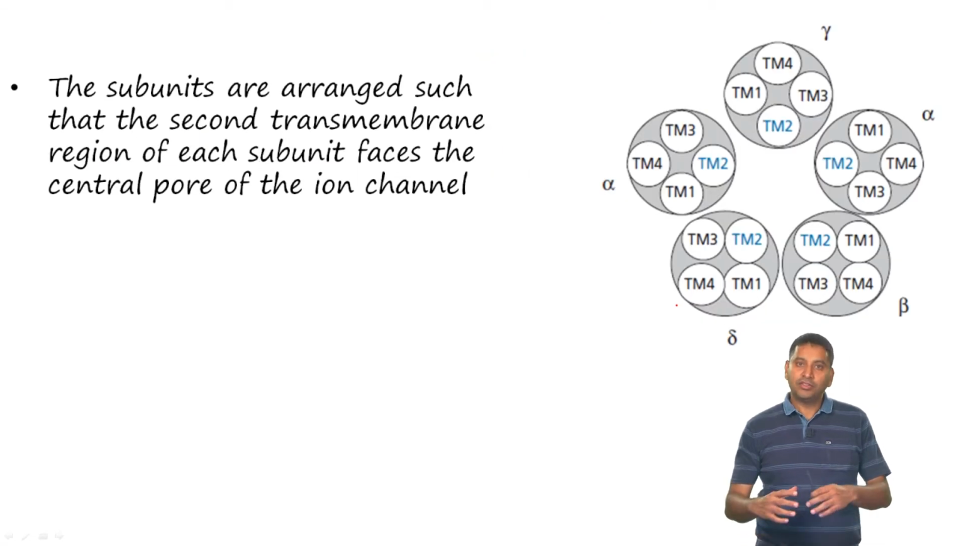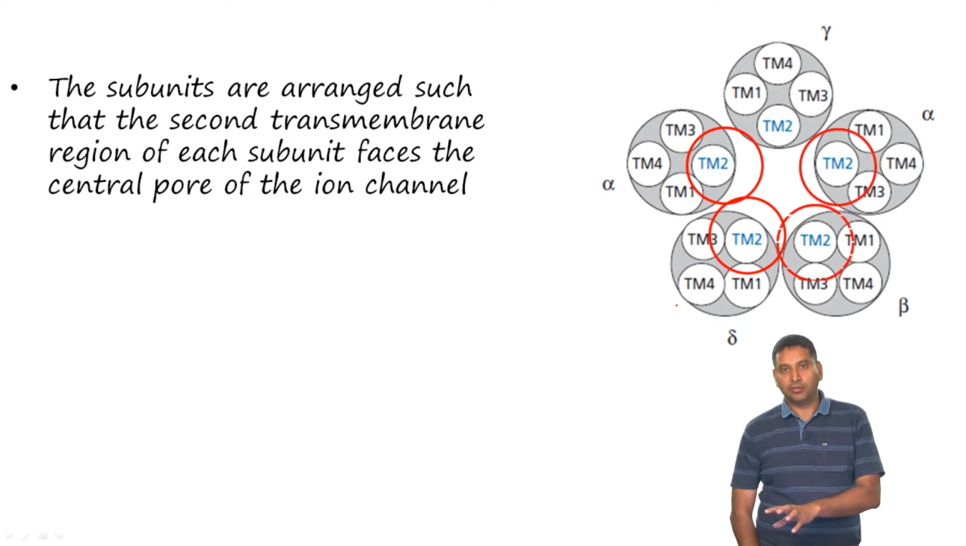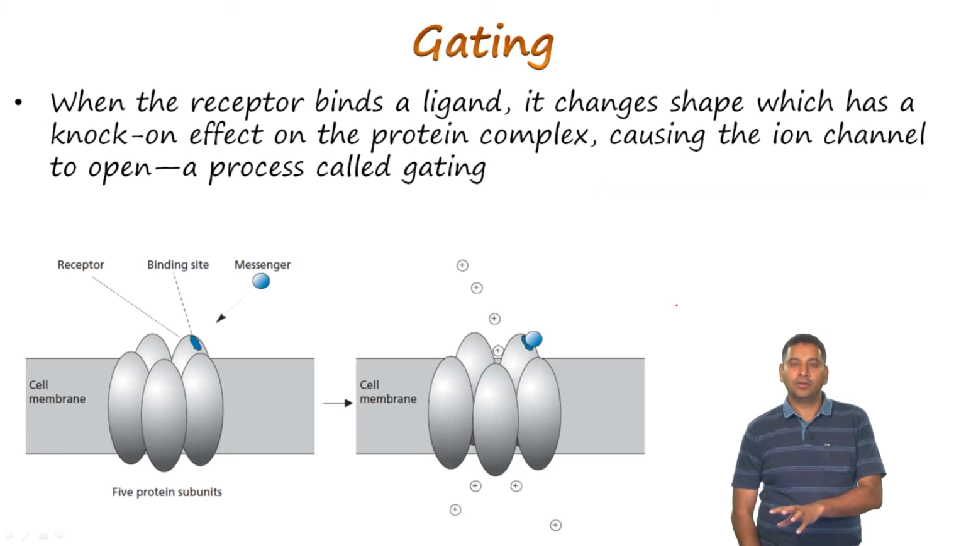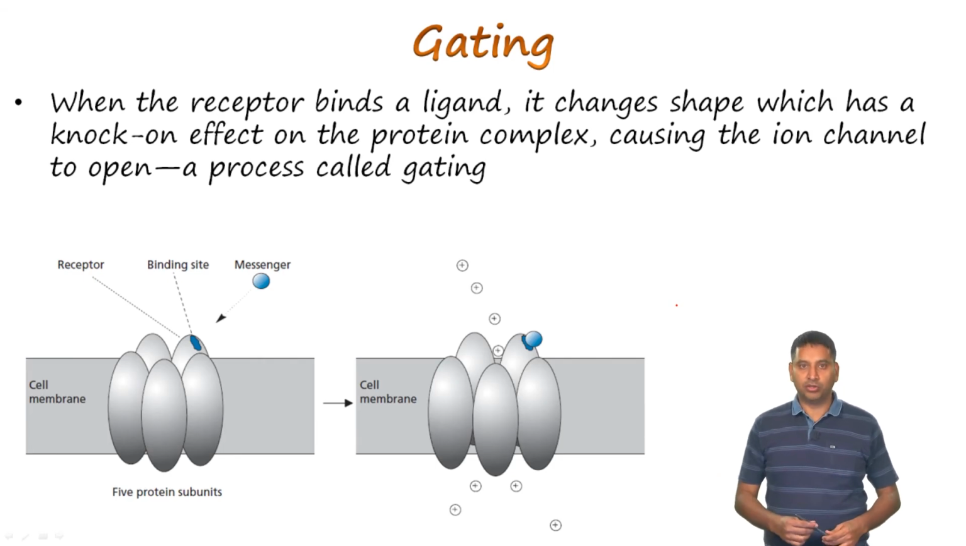Now, each of these subunits is arranged such that the second transmembrane region of each unit faces the central pore of the ion channel. So, if you look at it, this TM2 is actually the one that faces the ions. Now, let us understand how the gating mechanism works.